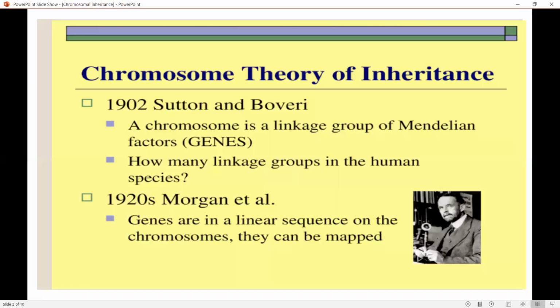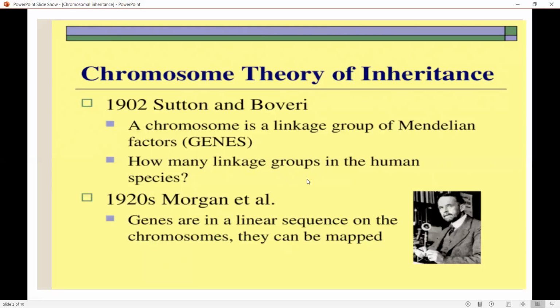In the earlier case, up to the Mendelian laws of inheritance, we found the law of dominance, the law of segregation, and the law of independent assortment. But after that, the factor was named as gene, and the chromosome plays an important role where linkage groups of traits are found that express in linked form, as reported by Sutton and Boveri in 1902. But how many linkage groups are found in the human species?